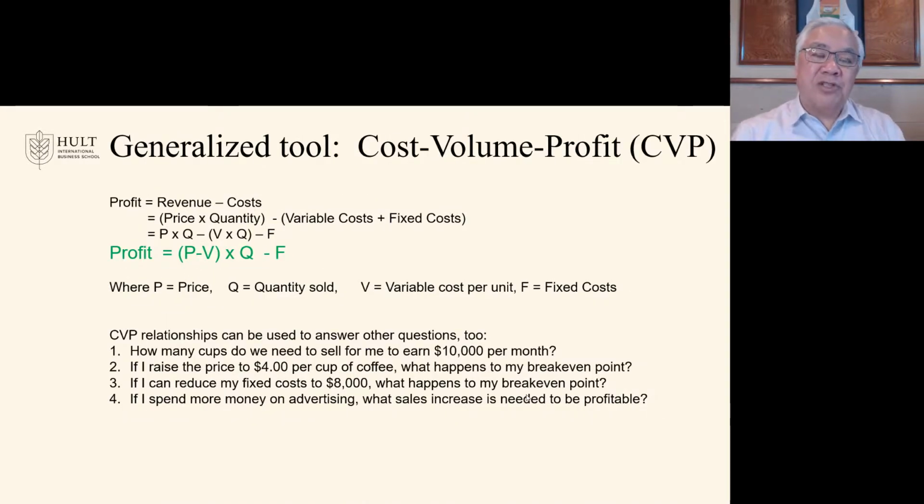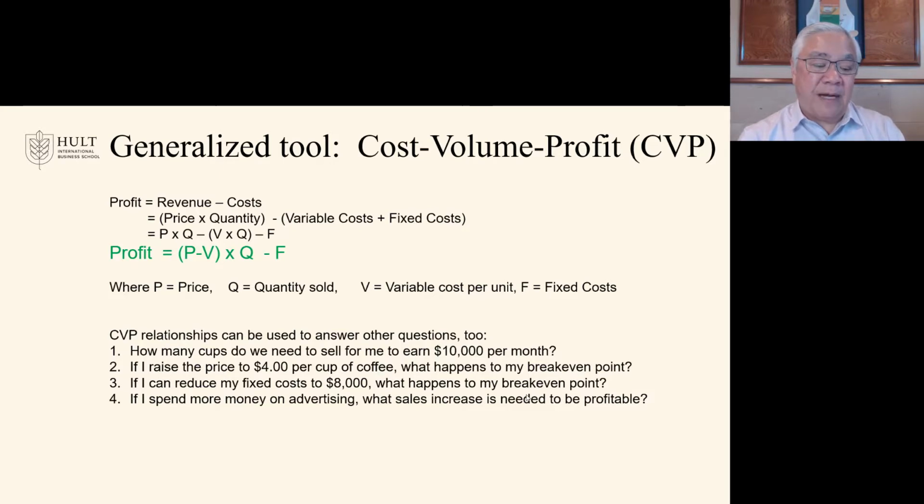So this is a more generalized tool than you might imagine. The profit formula that we see in green here, profit equals the unit contribution times quantity minus fixed costs, can be used for a whole bunch of things. For example, how many cups do we need to earn 10,000 a month? I don't want to earn 0. I want to earn 10,000. Well, how many cups do we have to sell to earn 10,000? Or if I raise the price to $4 a cup, what happens to my break-even point? I will have to sell fewer cups of coffee. We know that, but how many fewer?